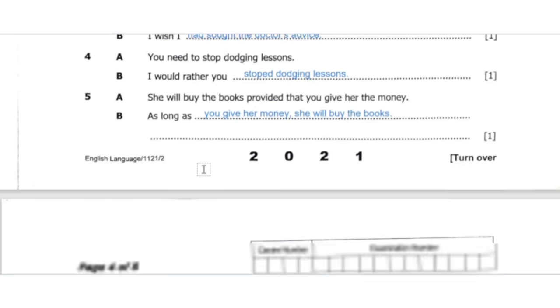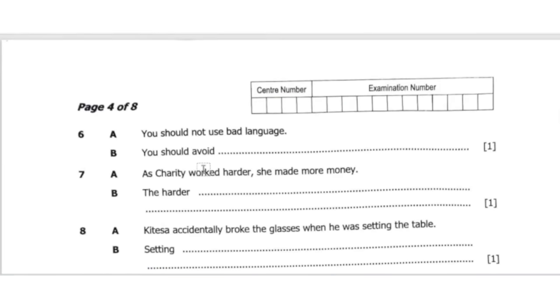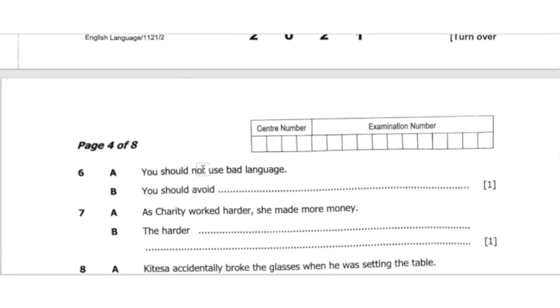All right. Now we go to question number six. There are only 10 sentences, so we are on number six. You should not use bad language. So how do we rewrite it? By starting with "you should avoid." We change the present tense into continuous tense: you should avoid using bad language. Okay, you should avoid using bad language.